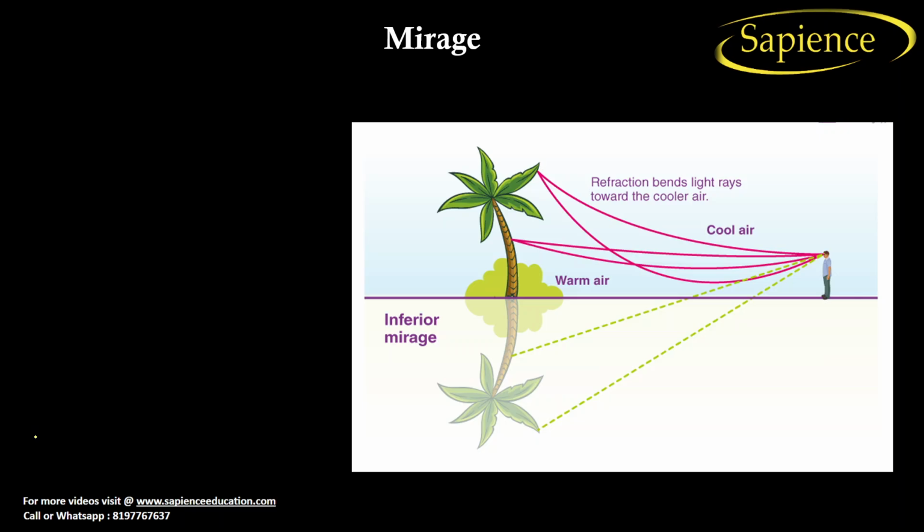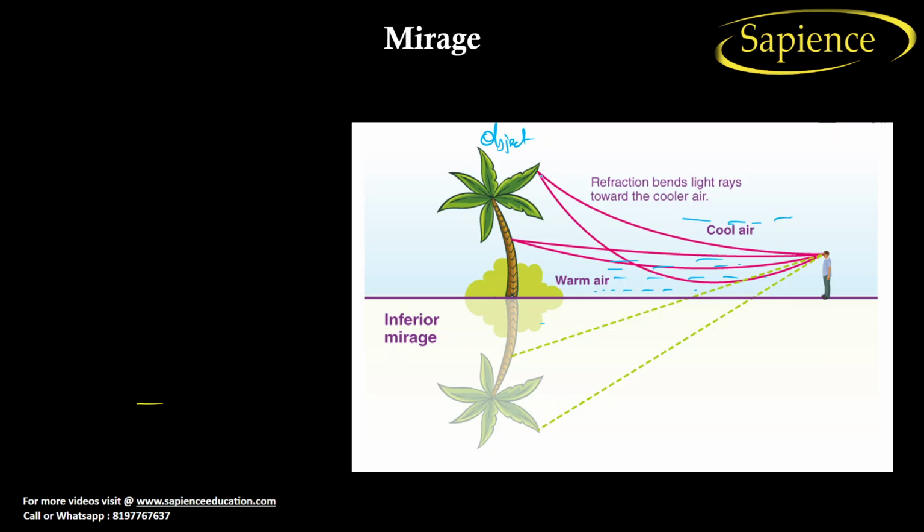Now let us go for mirage. You know that mirage, we will discuss about the mirage here. Let us consider this is an object, okay? And we know that on hot days, what happens? The ground will become very warm. So the lower layer will be warmer and the upper layer will be cooler.